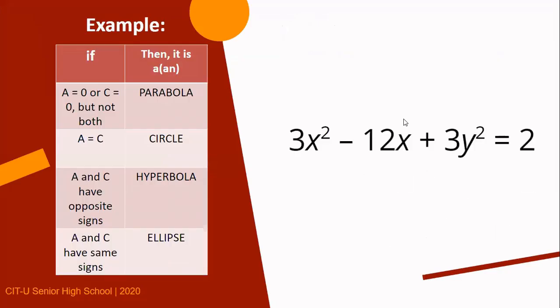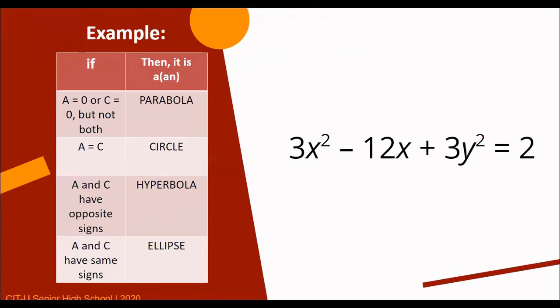So we look at examples. First, we have 3x squared minus 12x plus 3y squared is equal to 2. This isn't a parabola because A and C are not 0. Let's proceed. If A is equal to C, then it's a circle. Your A is equal to 3 and your C is equal to 3. Ergo, this conic section is a circle.